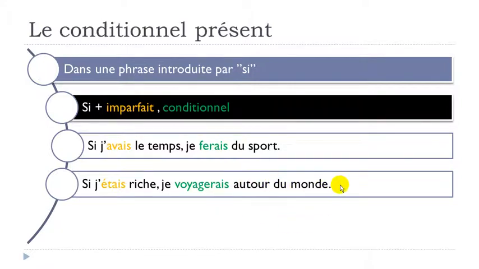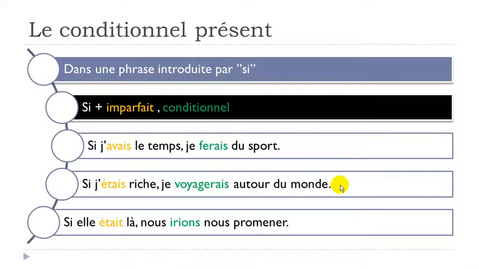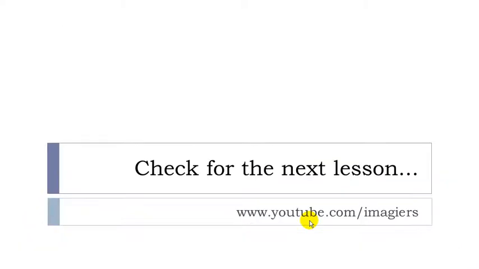And then the last one. Si elle était là, so être, to be, là, here, nous irions, so remember it was to go, aller, and it becomes ir, irions, nous promener. Se promener, to have a walk. Okay, that's it. I hope it was clear.